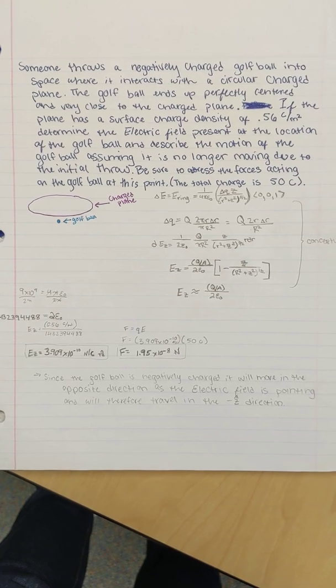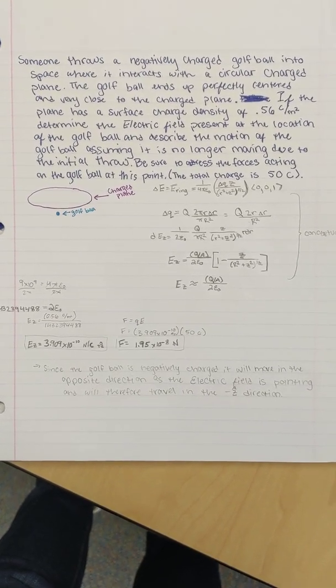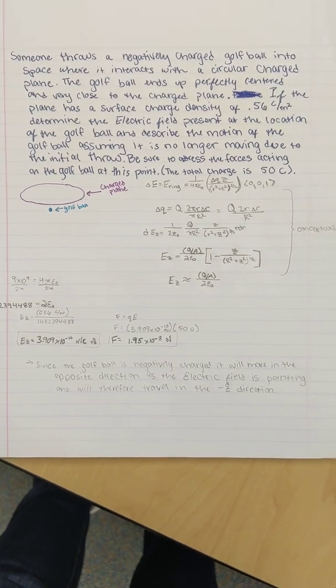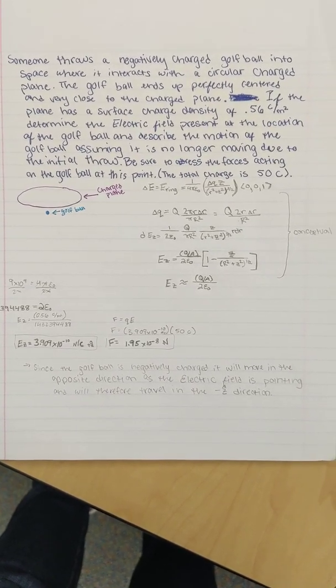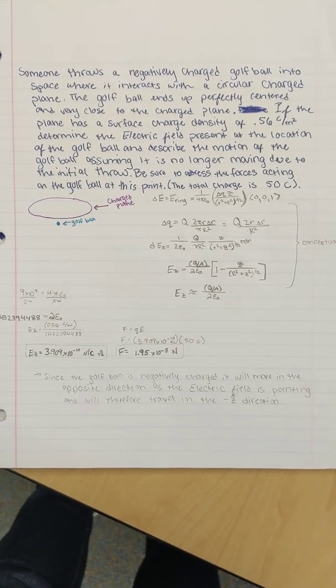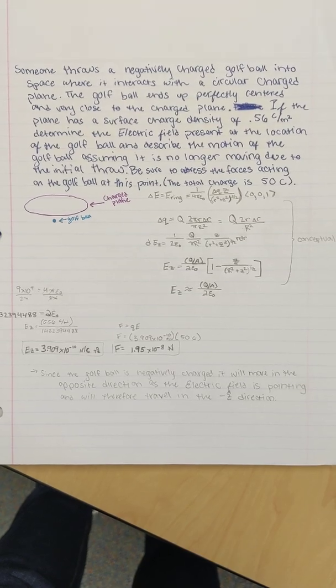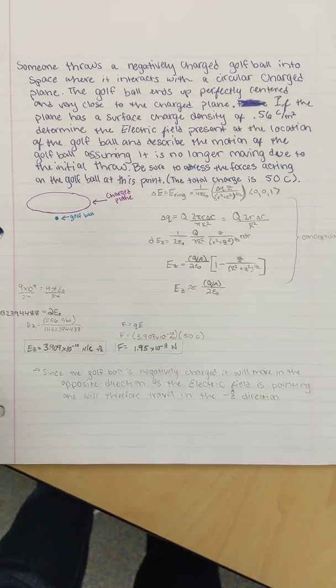due to the initial throw. Be sure to address the forces acting on the golf ball at this point. It's also important to note that the total charge is 50 coulombs. So the first thing you want to do when you're doing a problem like this is make sure that you work through the problem conceptually before you try and plug in a whole bunch of numbers and do it mathematically. So that's what I've done here.